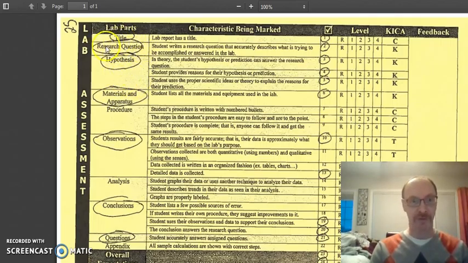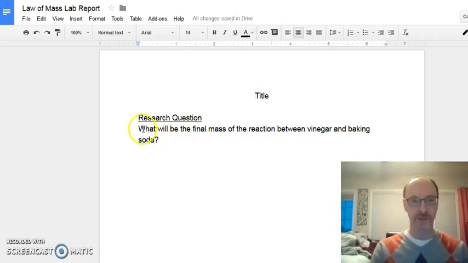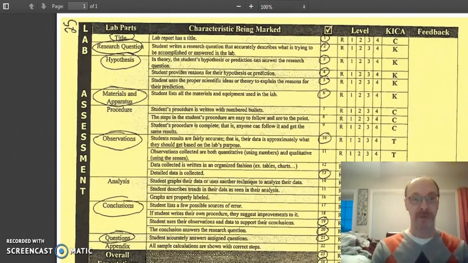It says research question. All right, so if you read bullet 2.32, you'll find that the research question is right there. And so you need a heading, research question, that's left justified and underlined, and you want to put the research question there. And our research question is, what will be the final mass of the reaction between vinegar and baking soda? Okay. Then it says hypothesis.